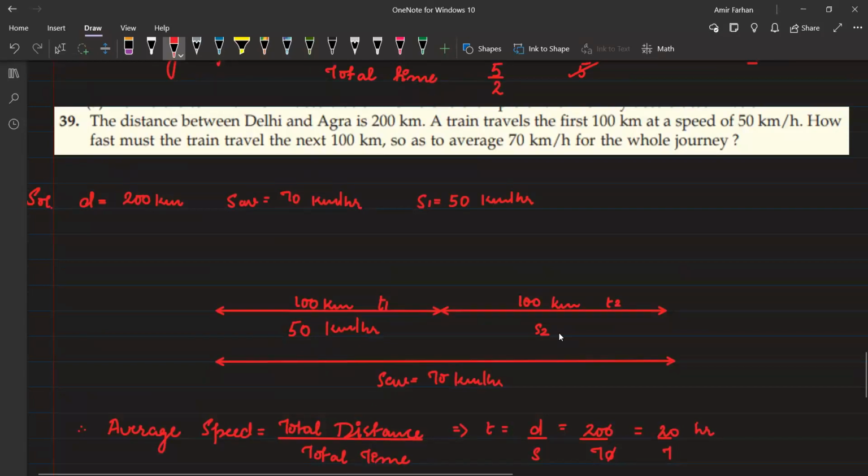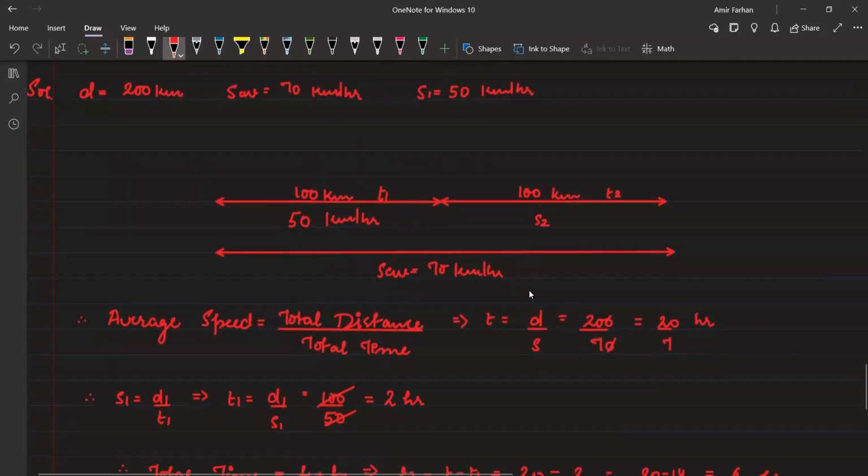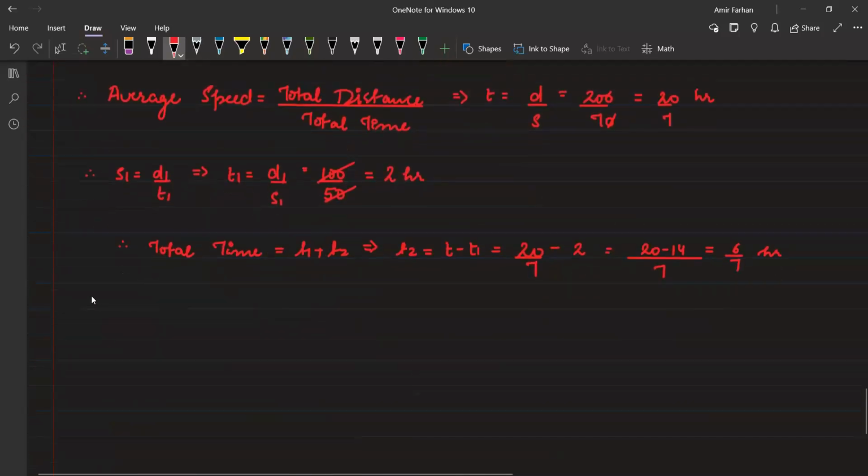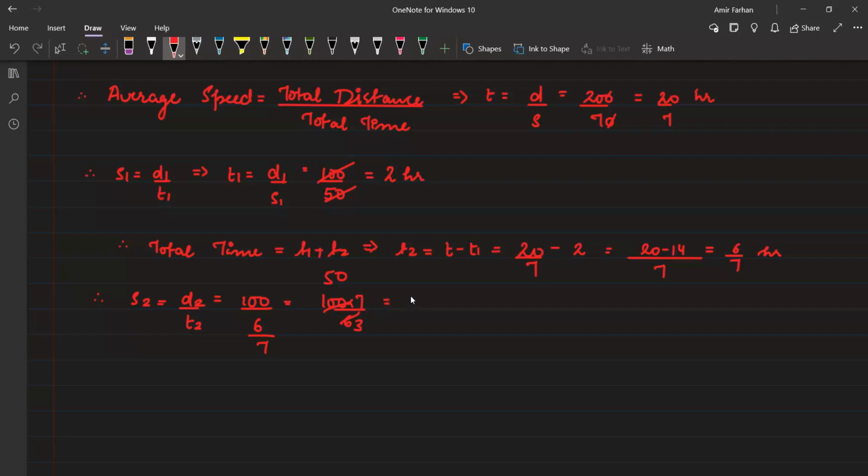Yes, sir. Right? So now I have got the value of T2, so I can calculate S2 because I need speed 2. So speed 2 is equal to D2 by T2, yes or no? So D2 is 100 and T2 is 6 by 7. So this will go in the numerator. So this will come out to be 700 by 6, so 350 by 3.